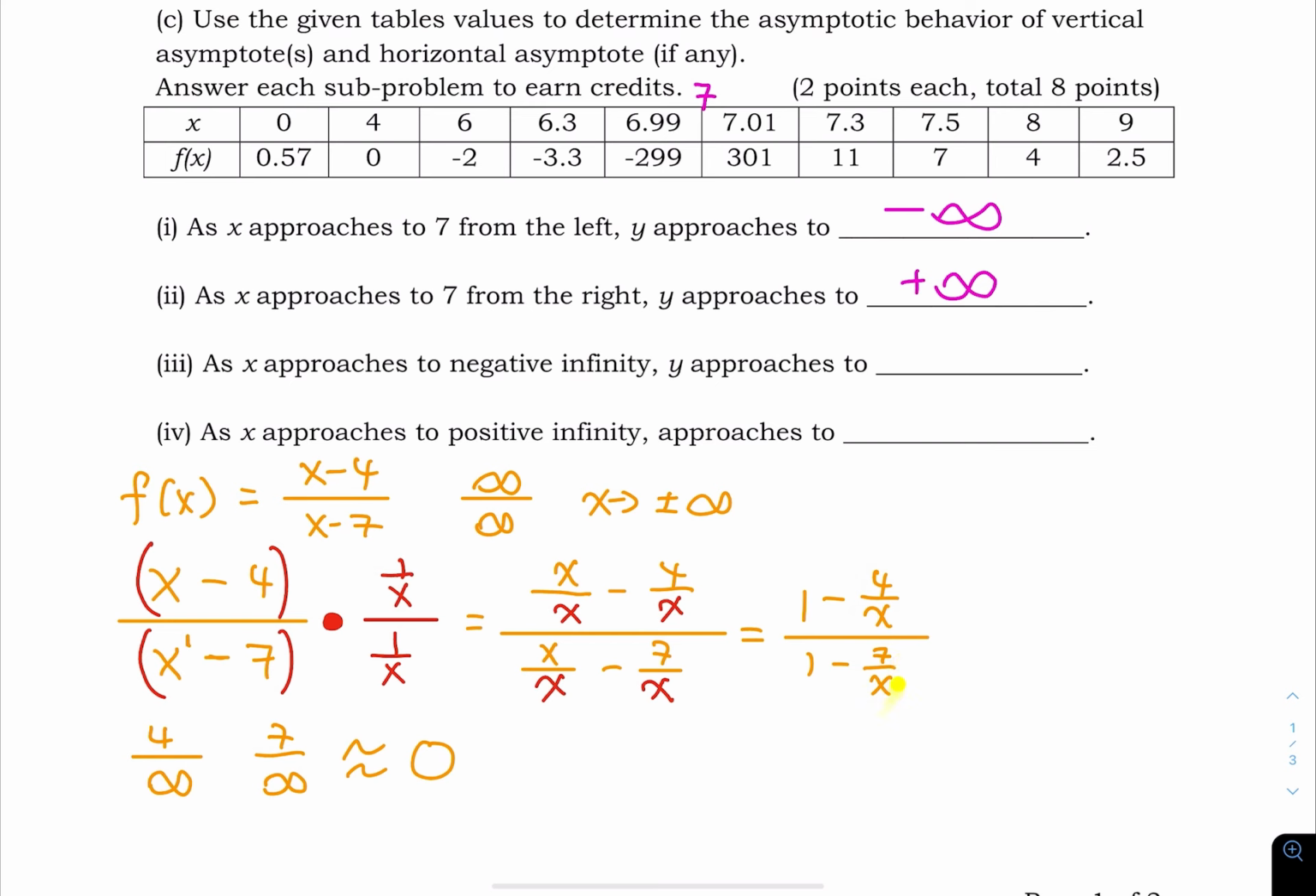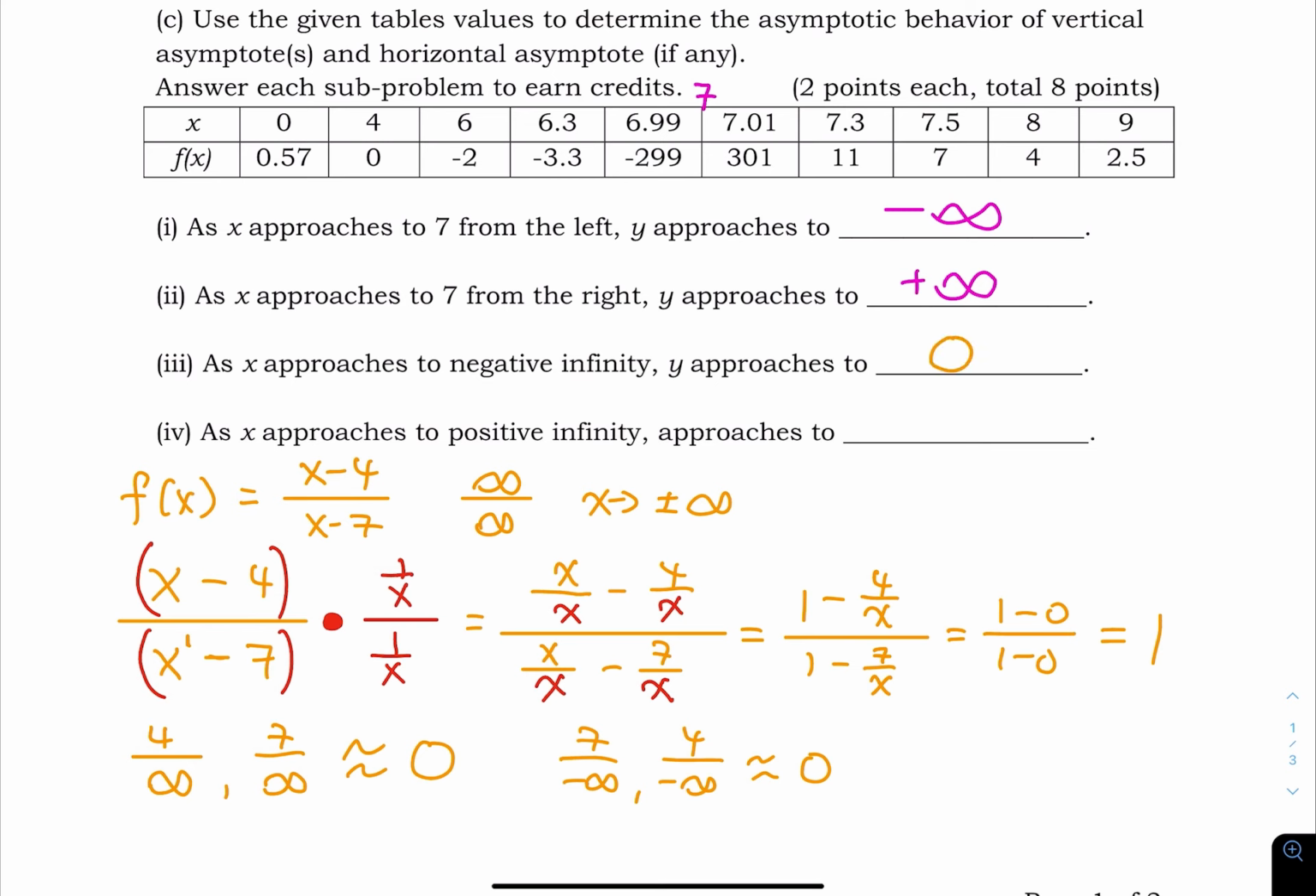So 0, 0, and then you have 1 minus 0 over 1 minus 0, and that is equal to 1. I would say that is true for positive or negative infinity. So 7 over negative infinity, 4 over negative infinity, they are nearly 0. So that means as x approaches negative infinity, y approaches 0.